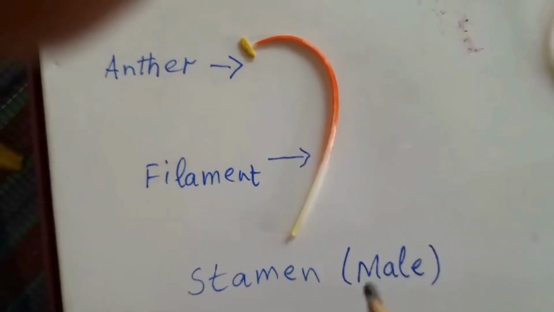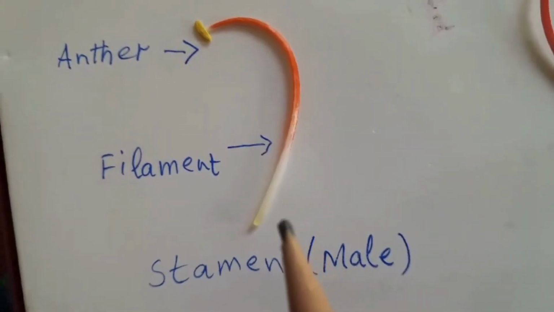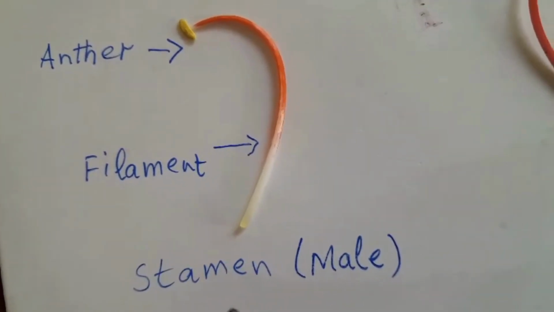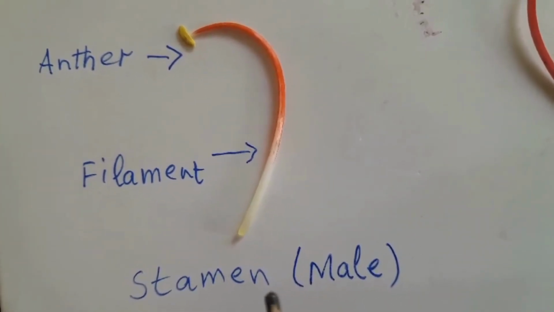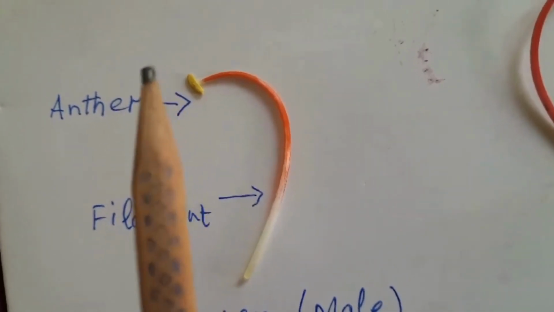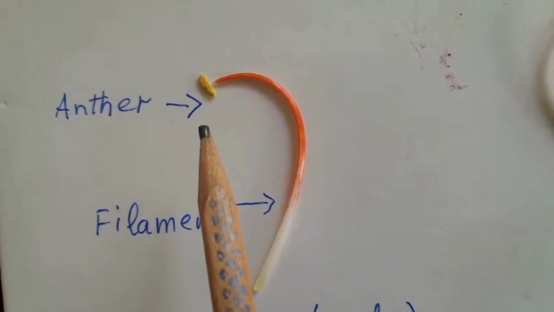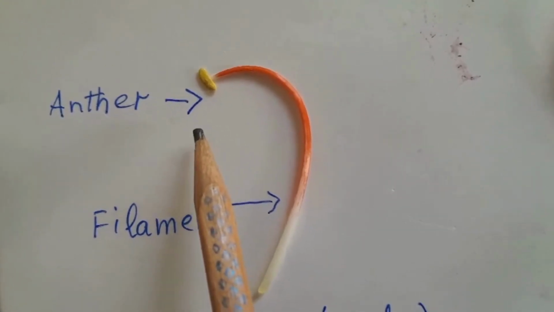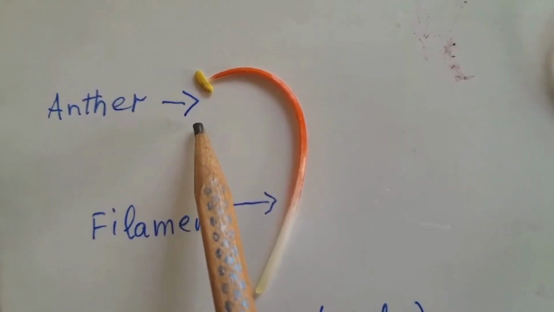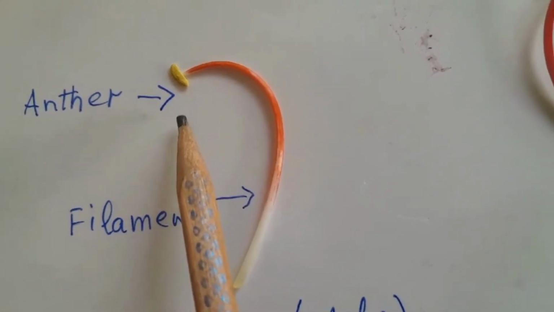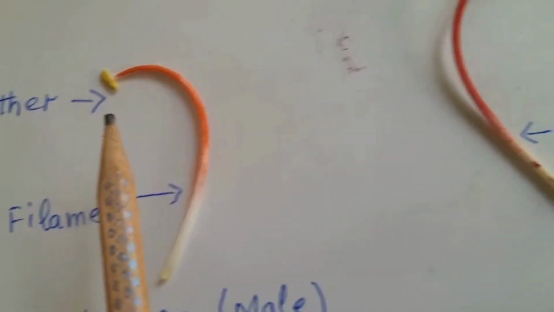Students, here I have separated the male and female reproductive organs from an old flower. Here we have the male reproductive part called the stamen. It has 2 parts, anther and the filament. As you know, anther produces the pollen grain. Pollen grain is the male gamete. It is a haploid cell, that is, it has half the number of chromosomes in its nucleus.